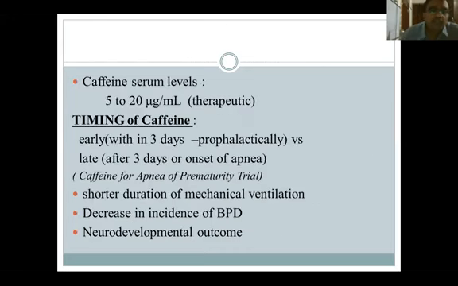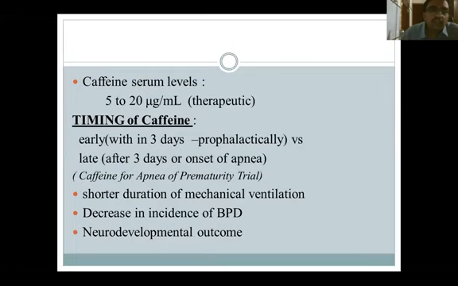Then what is the therapeutic level they have told? It is 5 to 20 microgram per ml. When usually we do therapeutic level, if it is normal, then we'll go to next and what to be done.